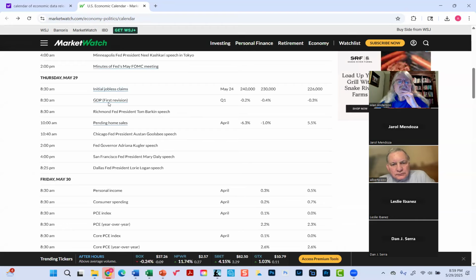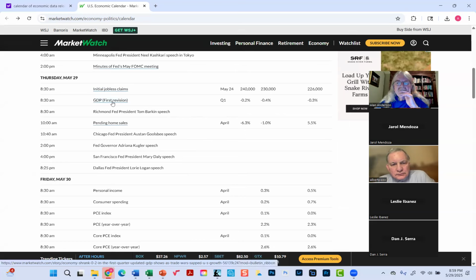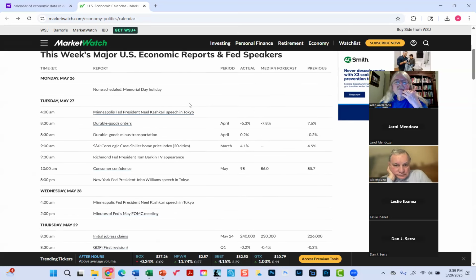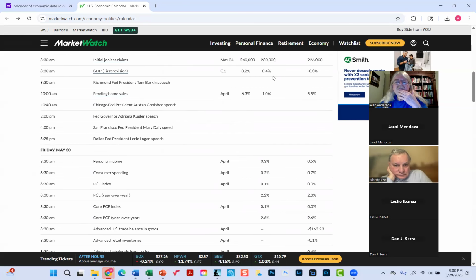And then now here's an interesting one, GDP first revision. GDP is a very complicated thing to estimate. And so it comes out every quarter, but every month they issue a preliminary estimate and it gets revised twice before they finalize it. So the first revision of first quarter GDP, which ended in March, is to be down 0.2%, where the forecast was down 0.4%. So again, it's not positive news, but it's better than it could have been.